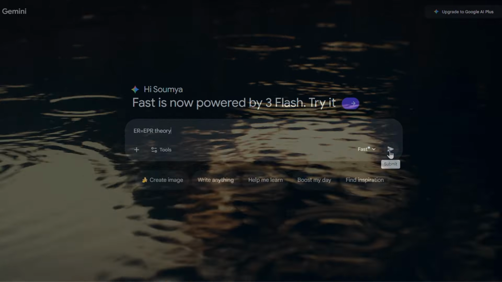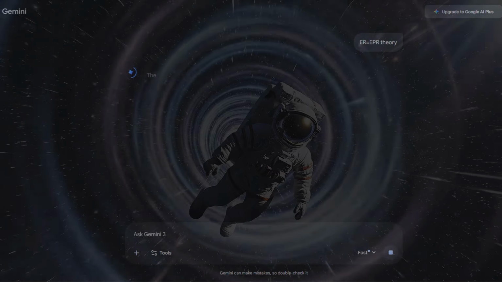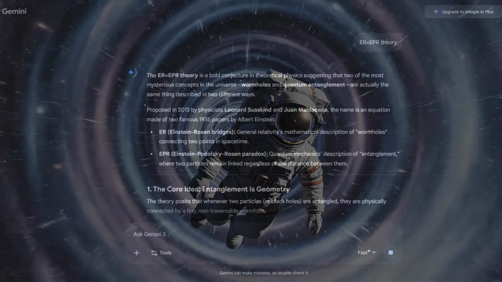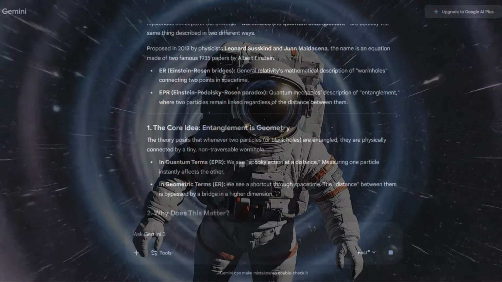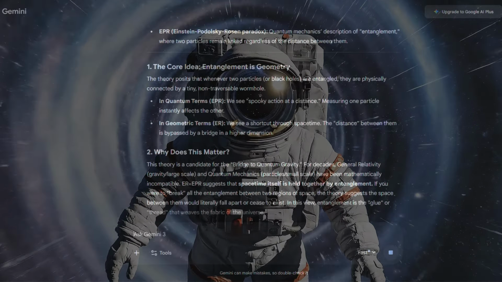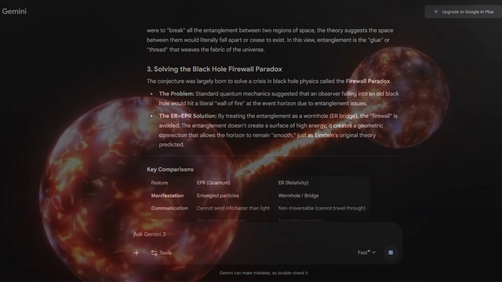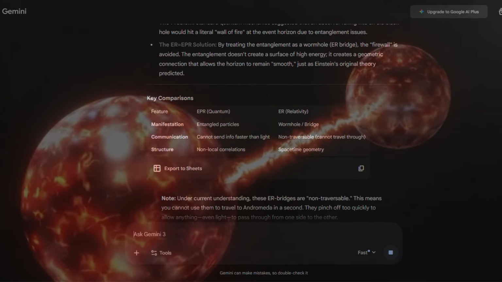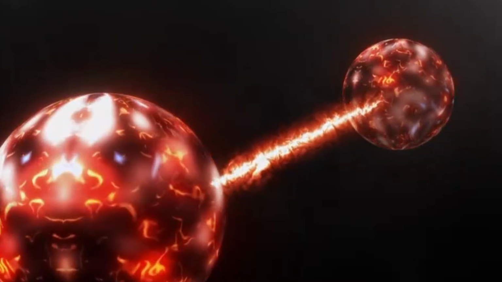ER stands for Einstein-Rosen bridge, aka a wormhole, a shortcut through space. EPR stands for quantum entanglement, when two particles are linked instantly across space. The theory claims they are the same thing. Entanglement is the wormhole. The spooky connection between two particles is actually a tiny, microscopic wormhole connecting them.